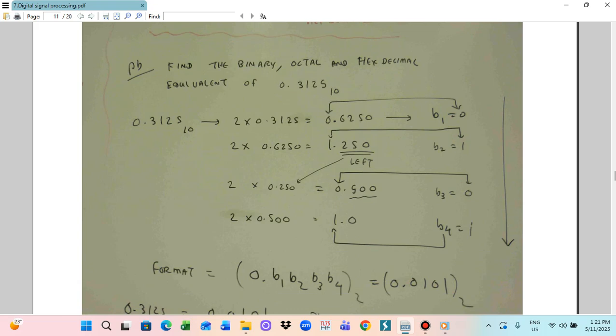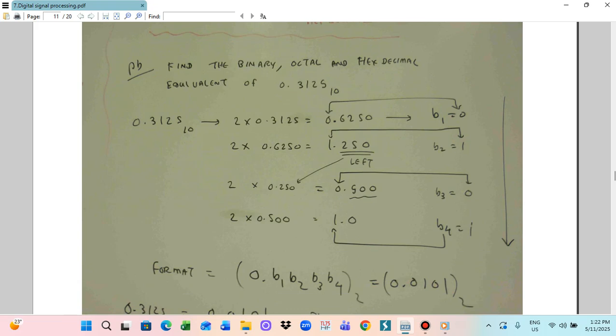So again multiply with 2. 2 multiply 0.6250, you get 1.250. Okay, 1.250. So what you have to do is take out this 1. So bit 2 is equal to 1. So only .250 left, so you just put the 0.250. This .250 you write here and then multiply by 2 again. 2 multiply 0.250, you get 0.500.